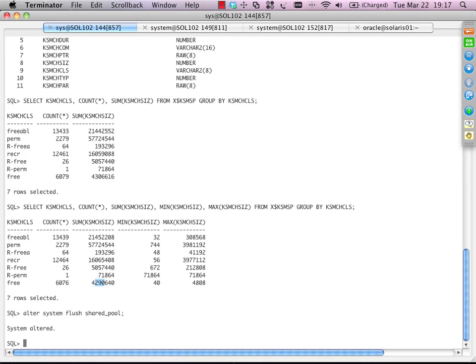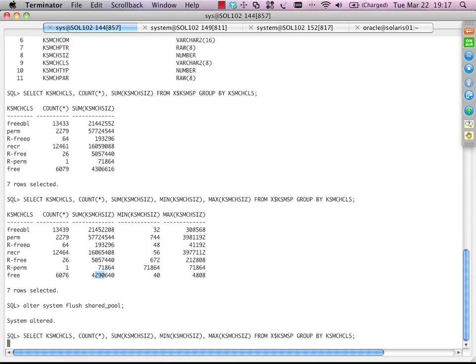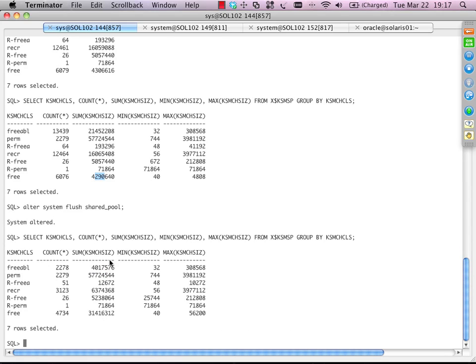Obviously you don't want to flush your shared pool in your busy OLTP environment, but sometimes that's used as a quick and dirty workaround. So you see, I flushed the shared pool. Now the number of free chunks went smaller, and the total space went up. We now have 30 megabytes. We used to have 4 megabytes only.